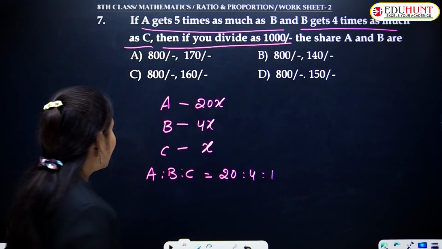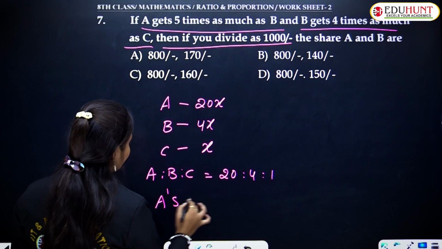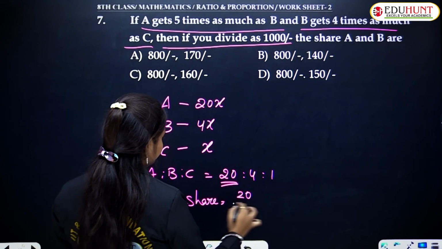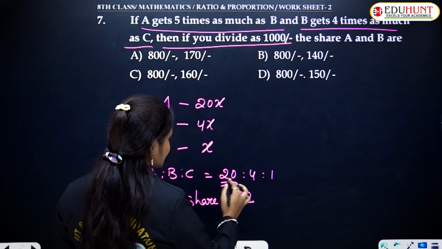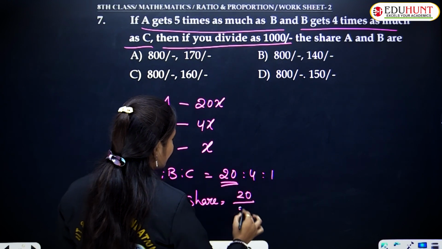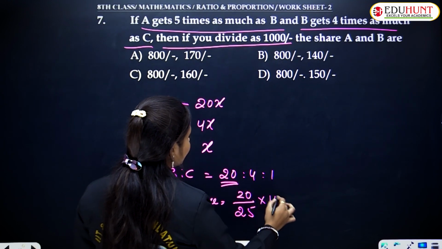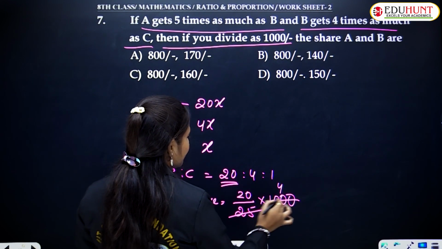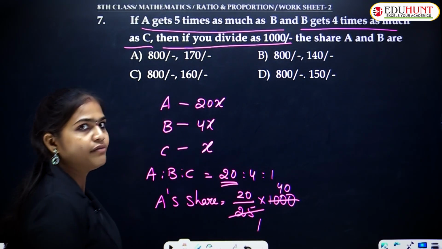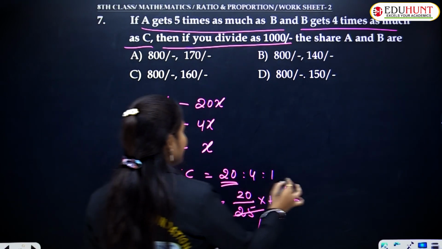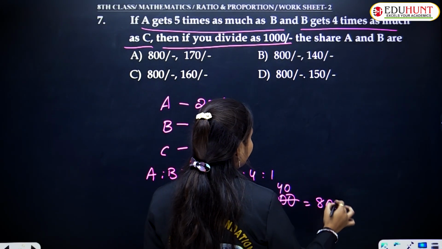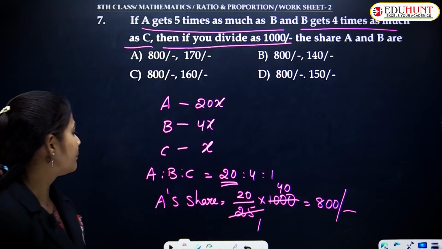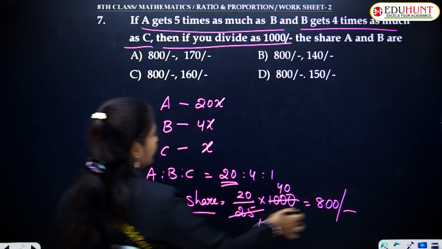Now they are asking the share of A. So A's share is how many parts here? 20 parts, and the total number of parts is 20 plus 4, 24, 24 plus 1, 25. Out of 1000 rupees, 25 fours are 100, so 25 forties. Now 20 into 40 is 800 rupees. So A's share is 800 rupees.